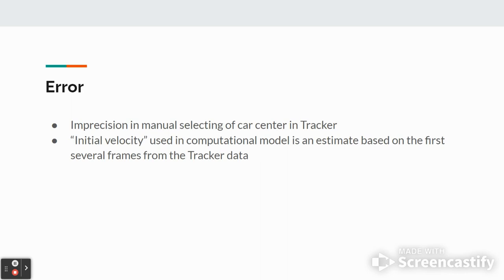Error. For each frame in Tracker, there is a substantial chance for error in the precision with which the center of the car was located and clicked. Furthermore, the initial velocity inputted in the GlowScript model is merely an estimate, derived from the start of the Tracker data, so it may yet be fundamentally inaccurate.